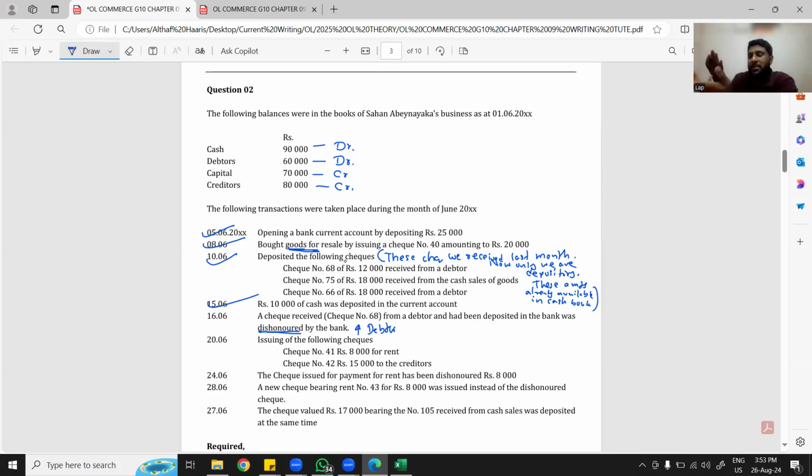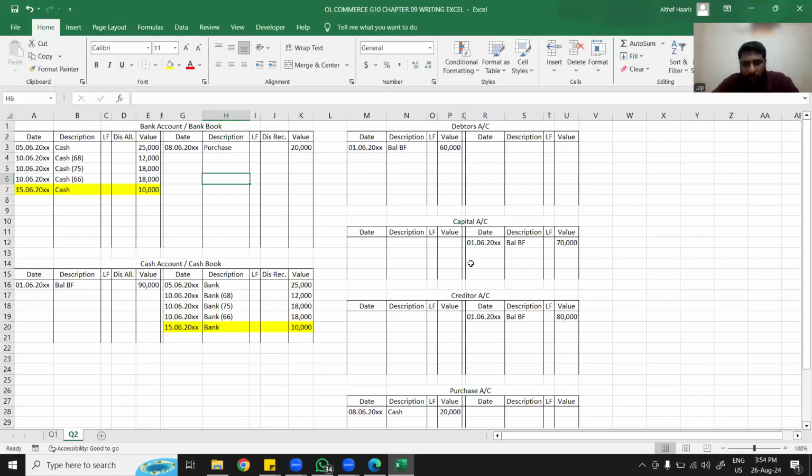Because the check is not valid now, so we can't reduce it. Whatever the reduction that we made, we have to increase it. And decrease the bank balance. Last week also I taught you, don't do any adjustment for the cash, because cash debit credit got cancelled off. Increase the debtor. How much is check 68? 12,000.